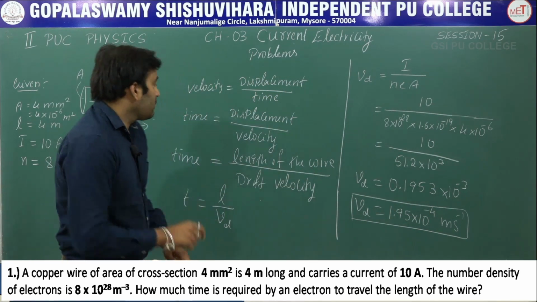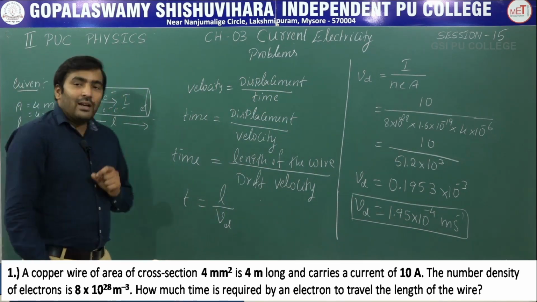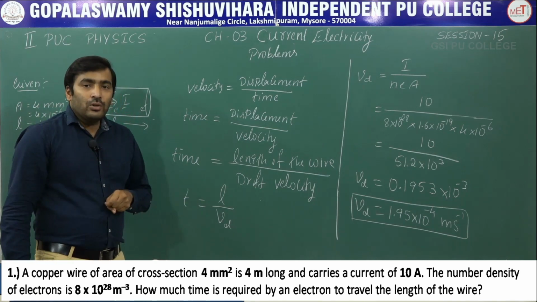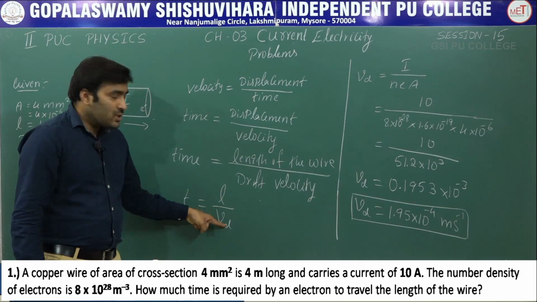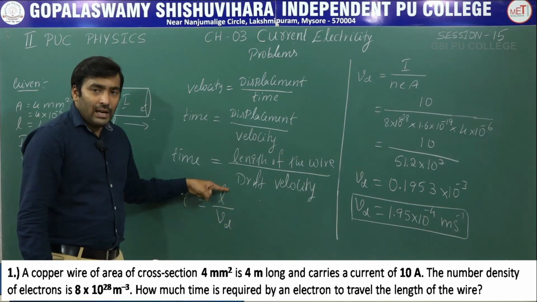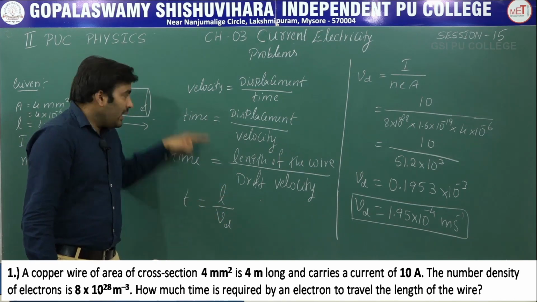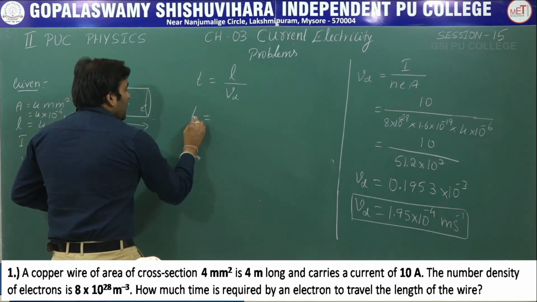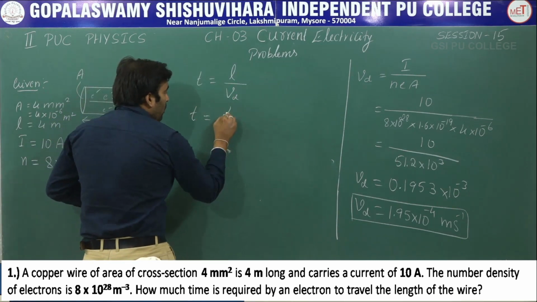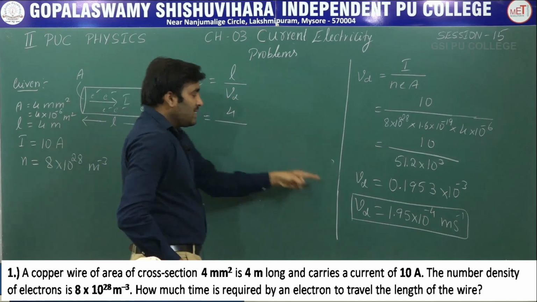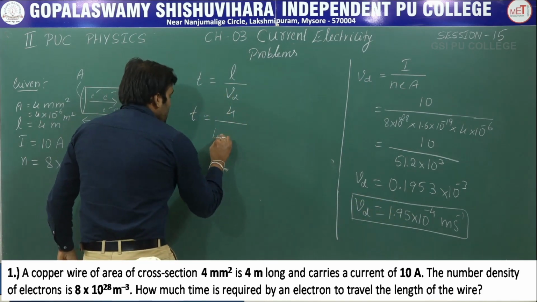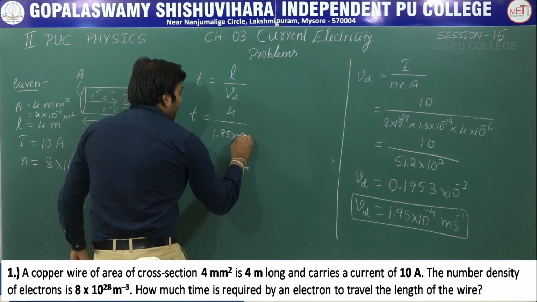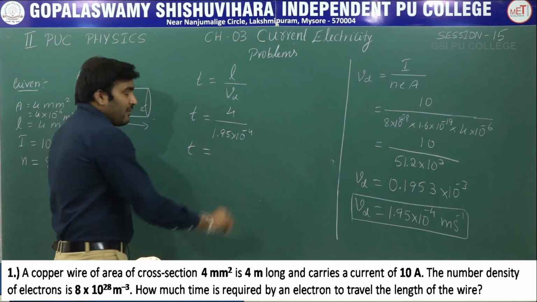Next, we need to calculate the time required by an electron to travel the length. We have an equation T is equal to L divided by Vd. Now I know the value of L as well as Vd. Let us substitute that. So T equals L is 4 and the drift velocity Vd is equal to 1.95 into 10 power minus 4. Let me divide this.